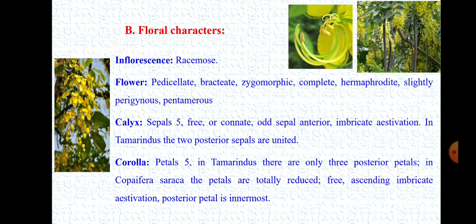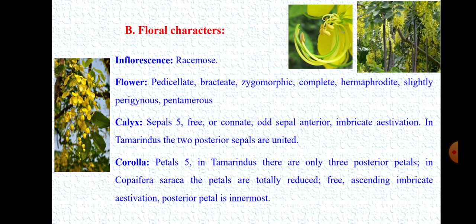The next character is calyx. The number of sepals is 5. They are free or connate. Odd sepal will be anterior. Imbricate aestivation, the type of aestivation is imbricate. In Tamarindus, the two posterior sepals are united.